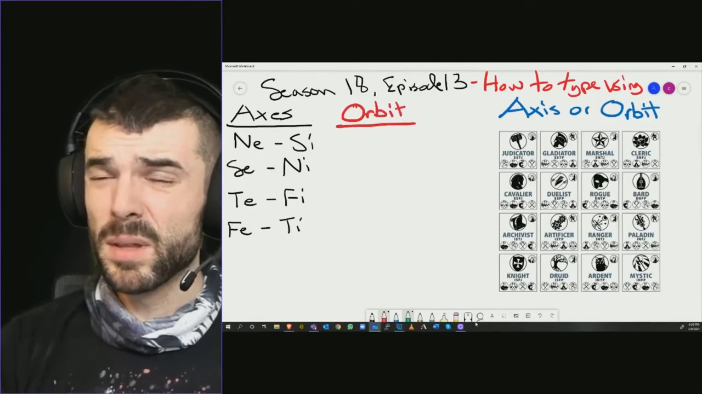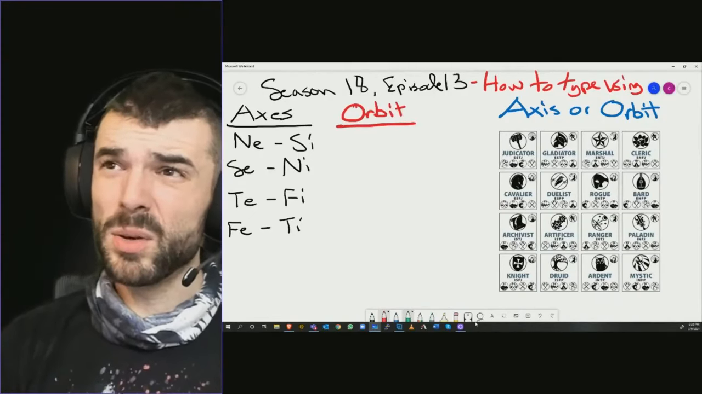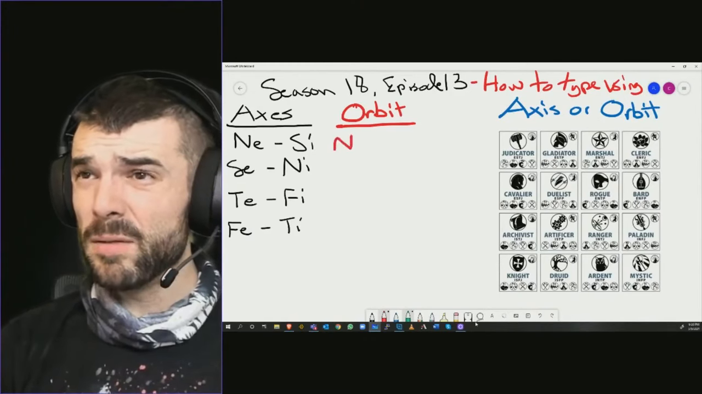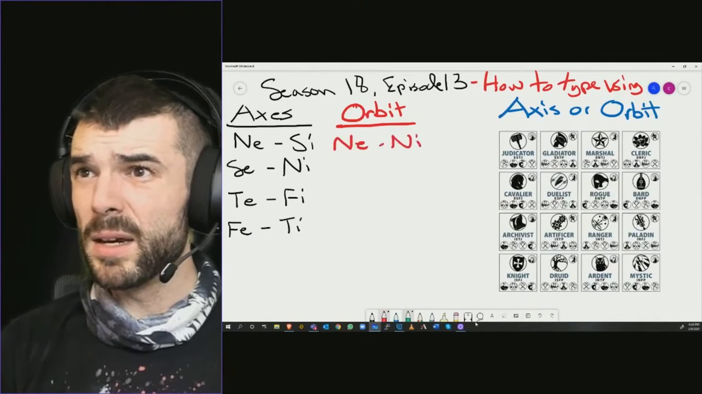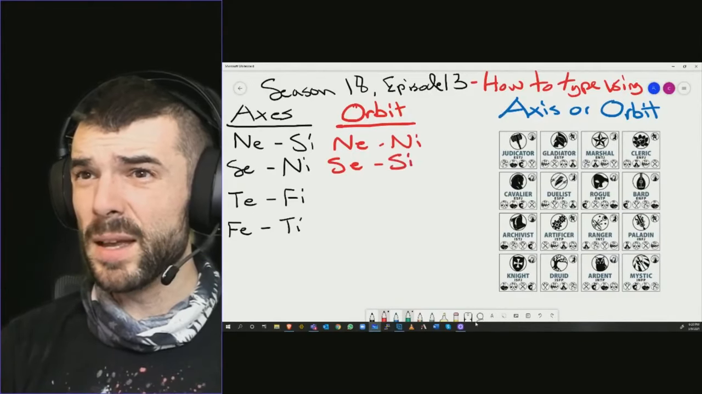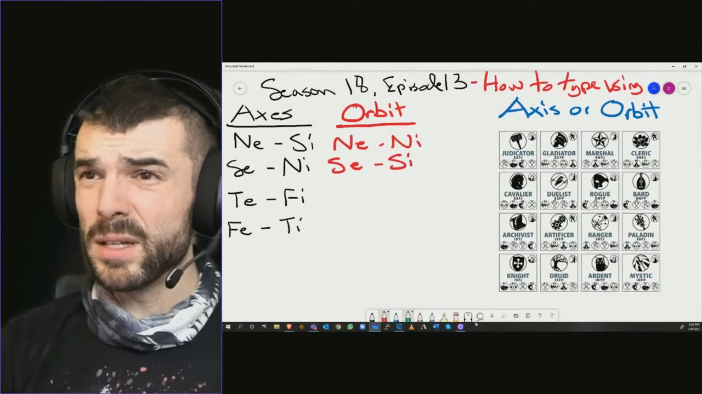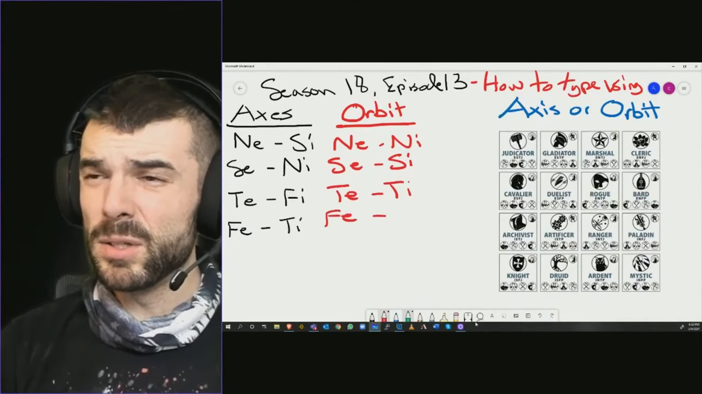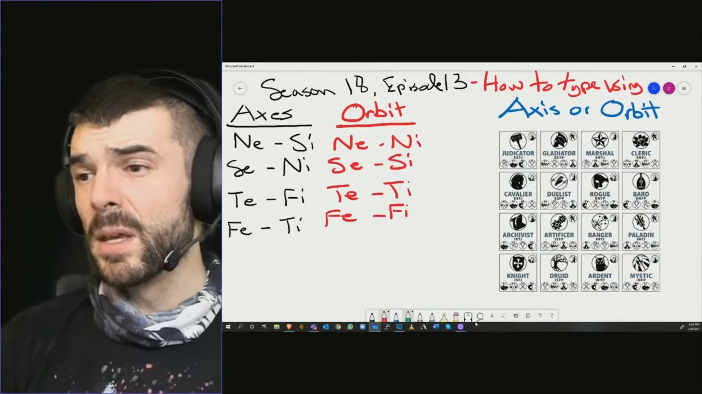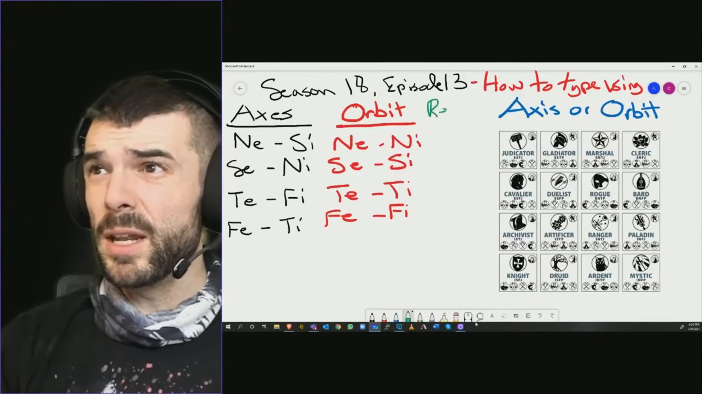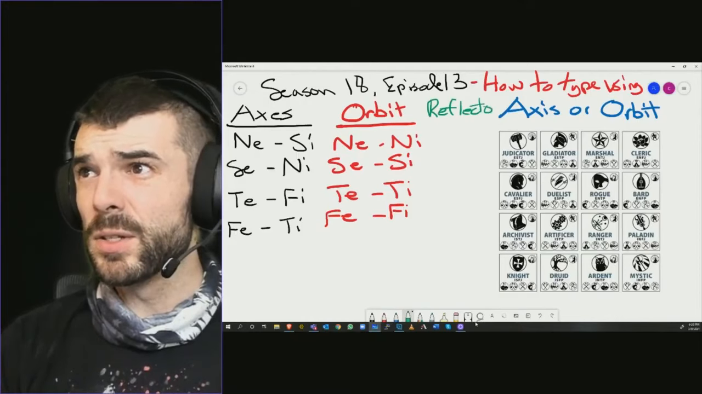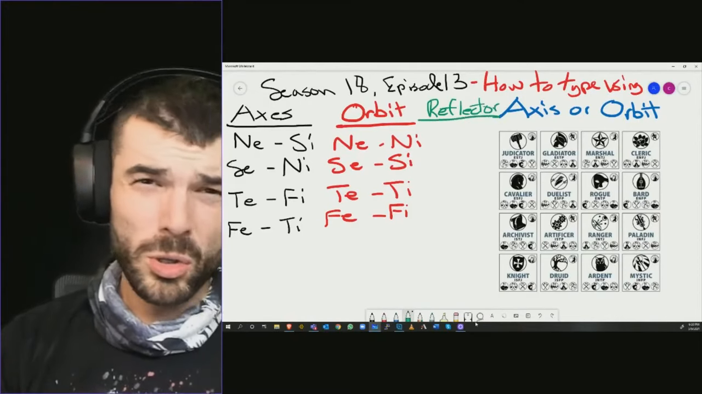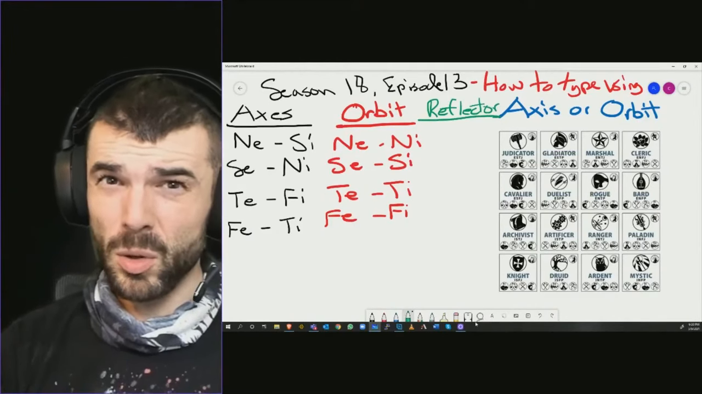Orbit. Awesome. So with the orbit, we have NE to NI, and then we have SE to SI, and then we have TE to TI, and then we have FE to FI. Eventually, you're going to get into reflectors, reflector functions, which is a whole new world, a completely whole new world.